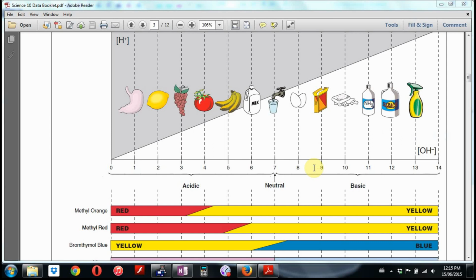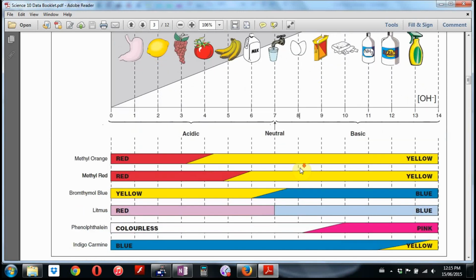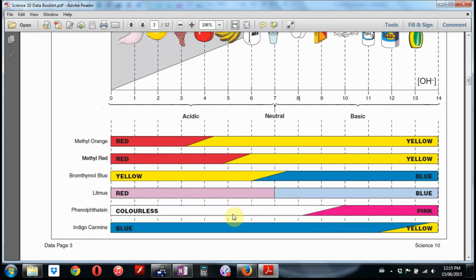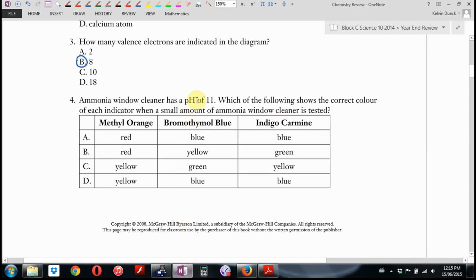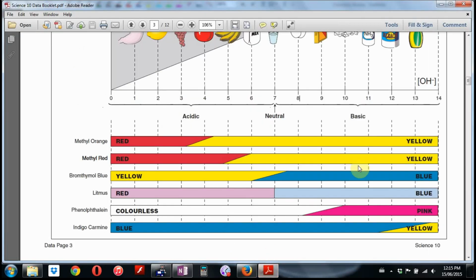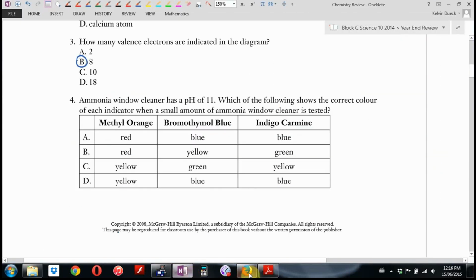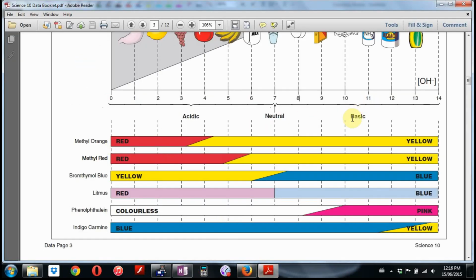So pH, the nice thing I like about the provincial exam version is you can see on the color portions, it's actually the color that it's supposed to be, which helps. So this question here says ammonia has a pH of 11. Which of the following is the correct color of each indicator when a small amount is tested? So a pH of 11 would be right here. And what are the colors that they gave me? Methyl orange. What color would methyl orange be for a pH of 11?